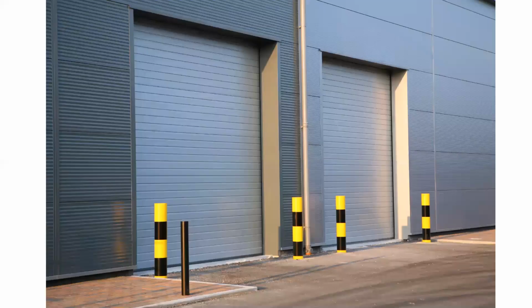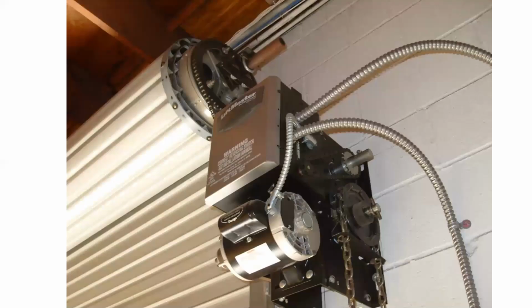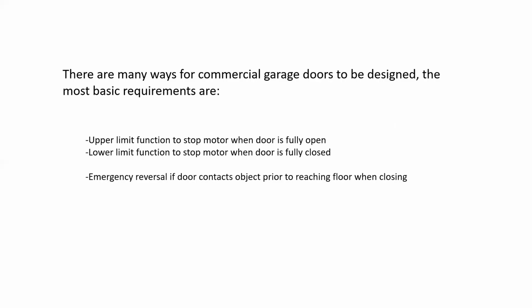A commercial garage door like this will typically have a garage door opener that mounts on the side wall and looks something like these two items. We'll usually have a few cables coming down, one for power and one for the controls, which is typically an up, down, and stop push button station.